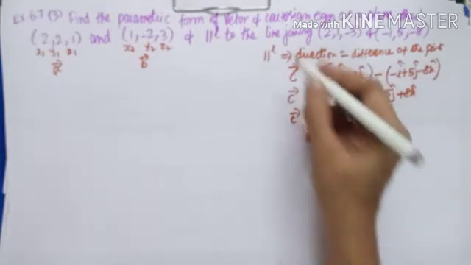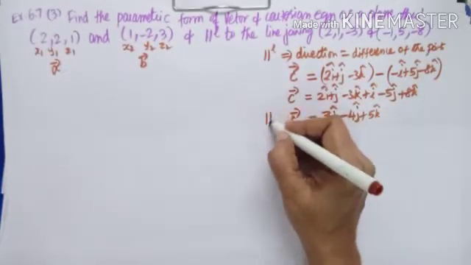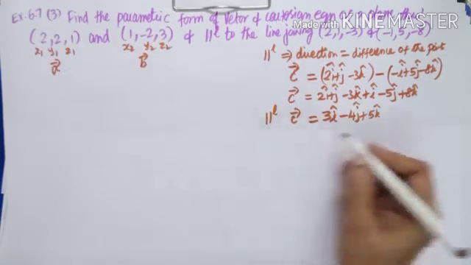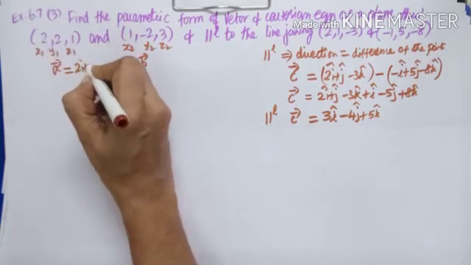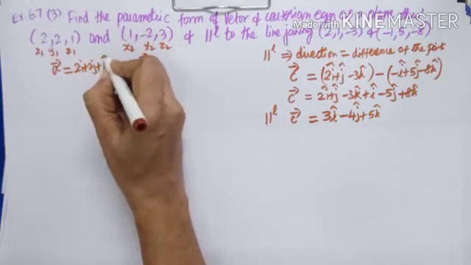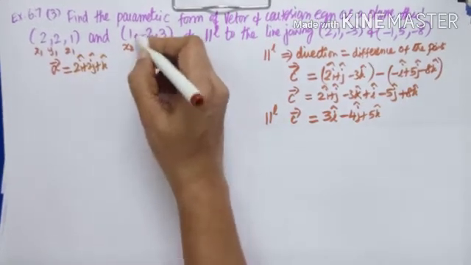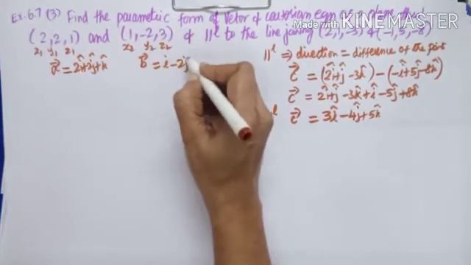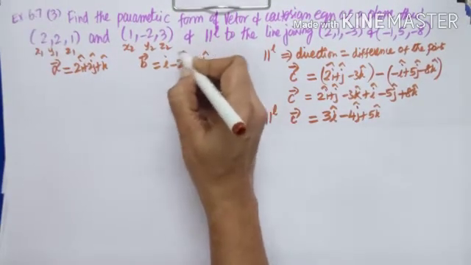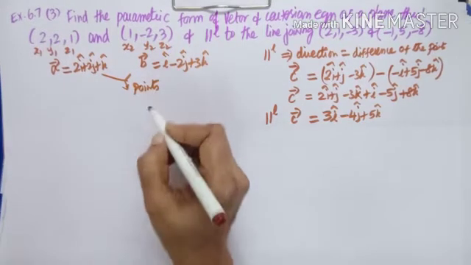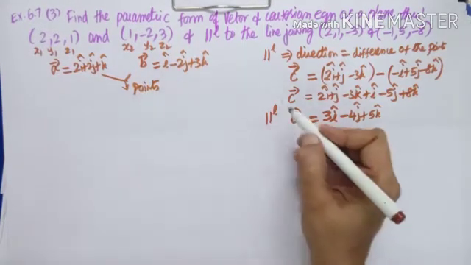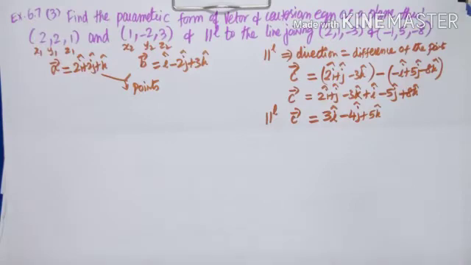So we know the parallel vector. So this is parallel. Let us remember the points. What is A vector? 2i plus 2j plus 1k. And what is B vector? i minus 2j plus 3k. And these two are points. So I know the points and I know the parallel vector. What is my next step?